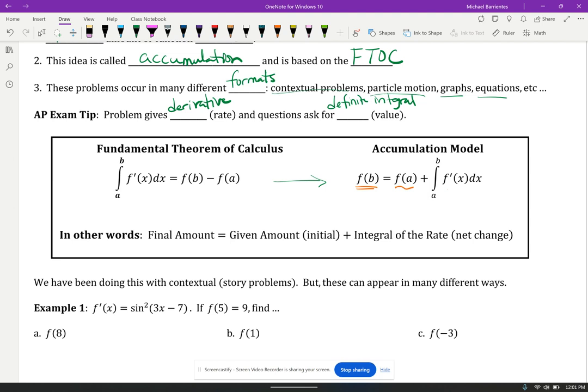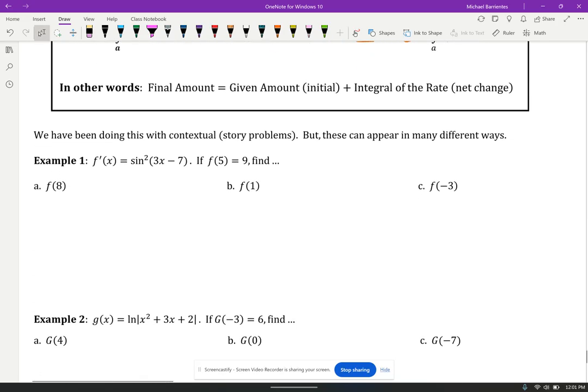We can combine both sides of calculus and in one formula use both. Okay, so we can see these problems appear in different ways. So here's one way they can appear. Let's say you're given a derivative, so you're given the actual derivative equation. If f of 5 is 9, then can you find f of 8?